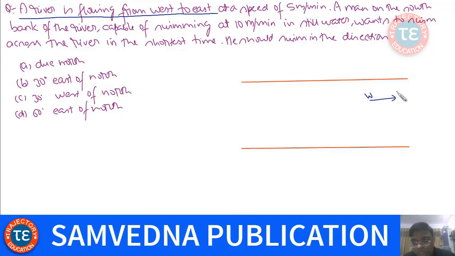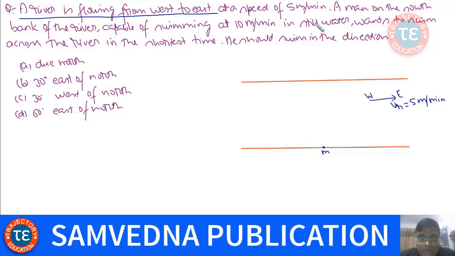A river is flowing from west to east. West to east, this is the velocity of the river, 5 meter per minute. A man on the south bank of the river, here is the man, is capable of swimming at the rate of 10 meter per minute in still water.